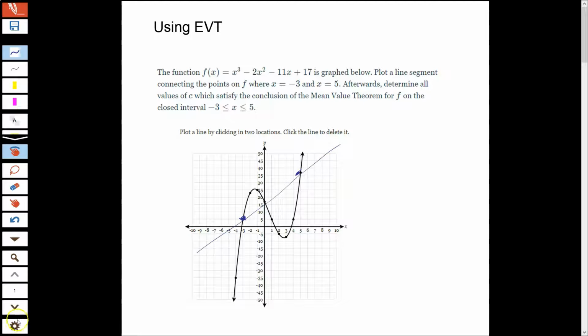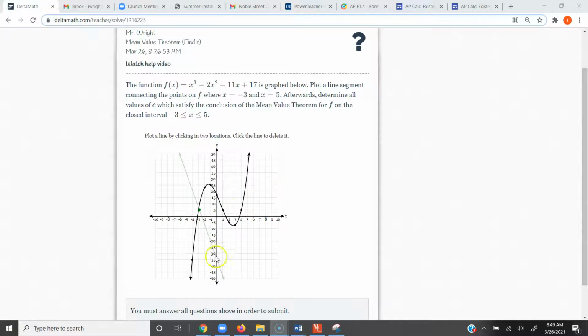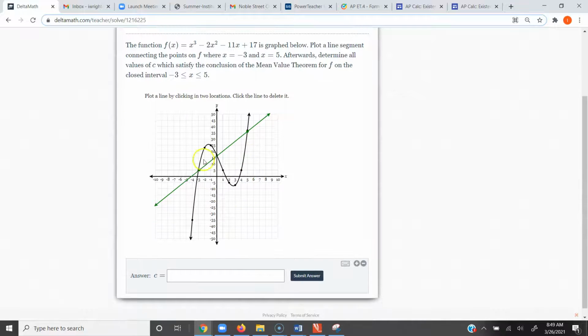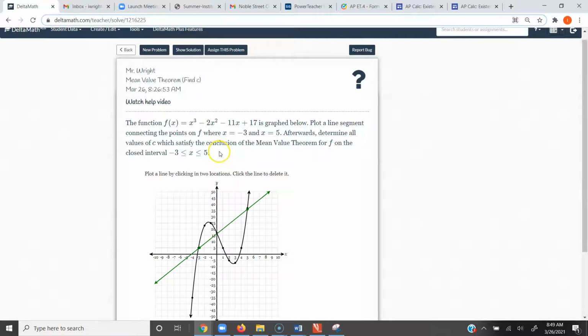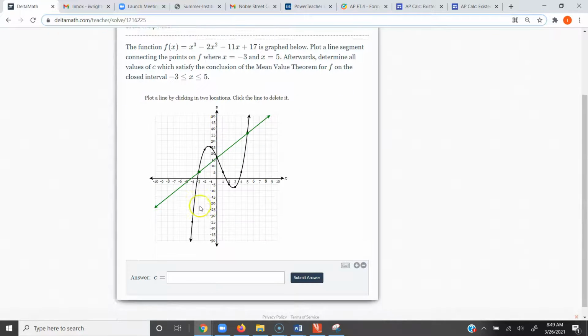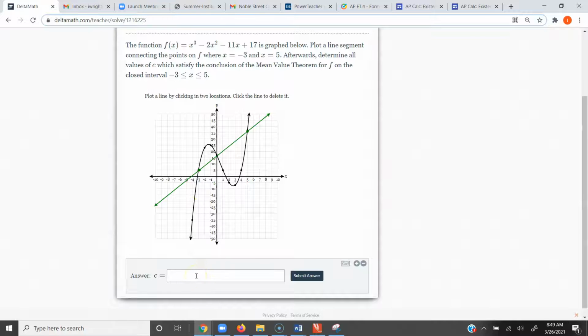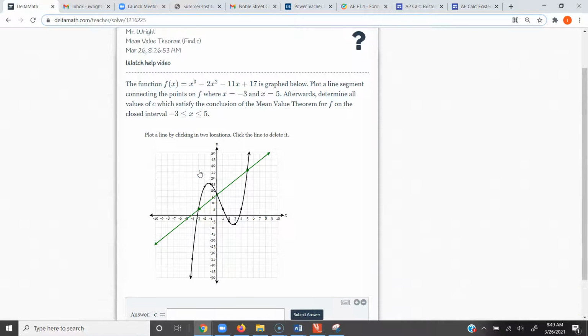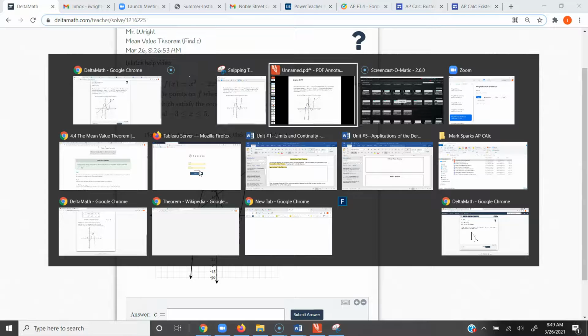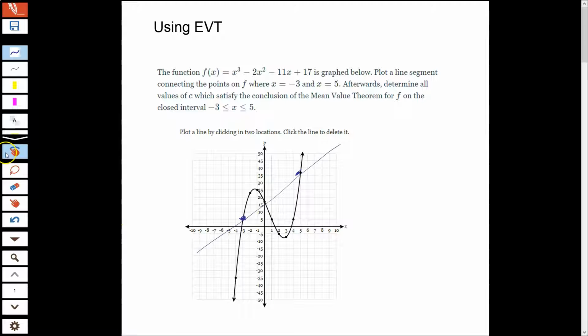And I'll show you real quick how this looks in Delta Math too. Okay, so what you'll do is you'll draw the line. So I clicked on my first point, and then I'm going to click on my second point here. And again, these are given to you in the text. And then you're going to calculate the slope, okay? So it will ask you for values of c. So my first move is going to be to figure out the slope of the secant line. So I'll do that work here.